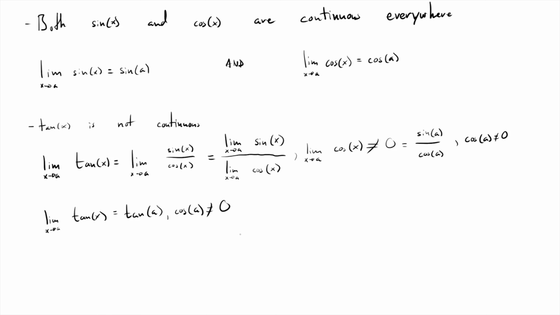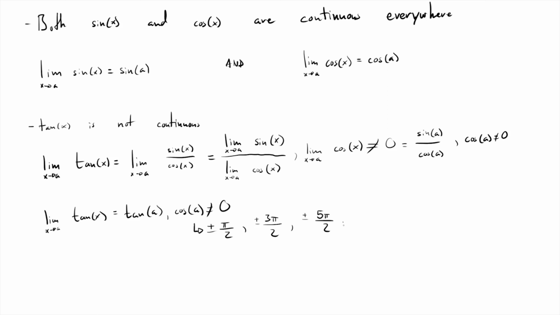Okay? And now the kind of ultimate part to this limit is, okay, well, when is cosine of some number equal to 0? Okay, so when does this happen? Well, this happens at positive or negative pi over 2. It happens at positive or negative 3 pi over 2. It happens at positive or negative 5 pi over 2.